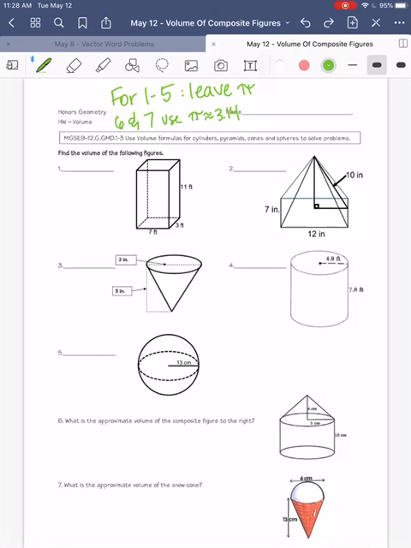All right. So you are going to try those 7 and respond to me, and then we're going to kind of put it all together and practice over the next couple of days.